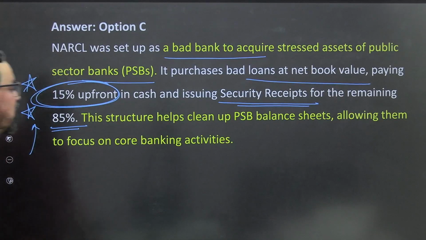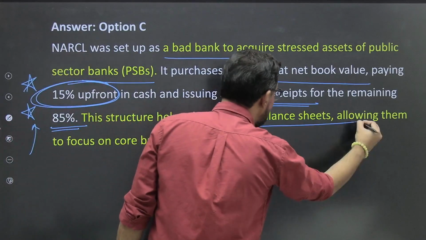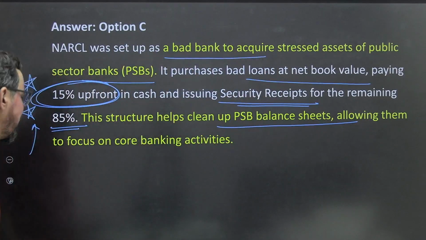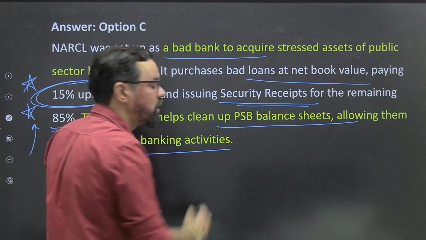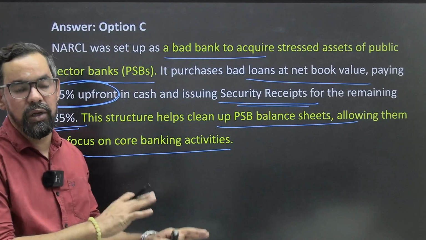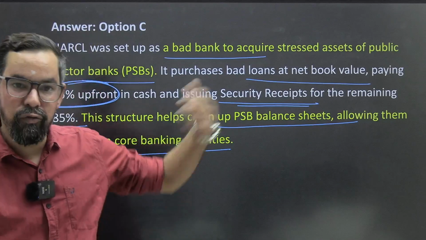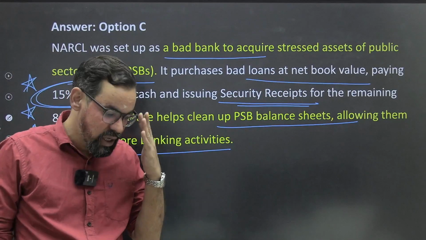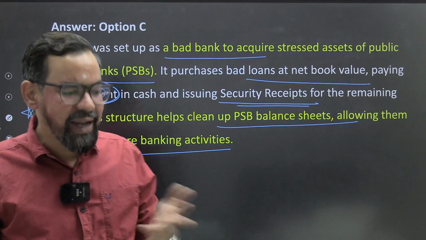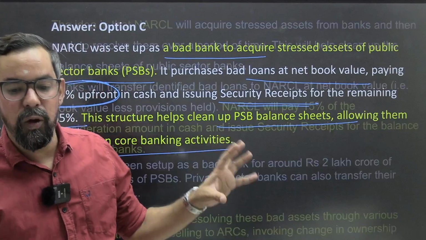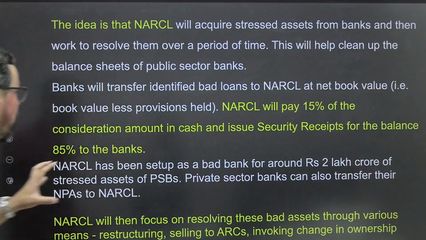ठीक है, the structure helps clean up public sector banks' balance sheets, allowing them to focus on core banking activities. So the primary goal of this particular institution is to clean up the balance sheets of banks. So they can focus, that means they can meet the regulatory requirements and they can focus on the overall business building activities.